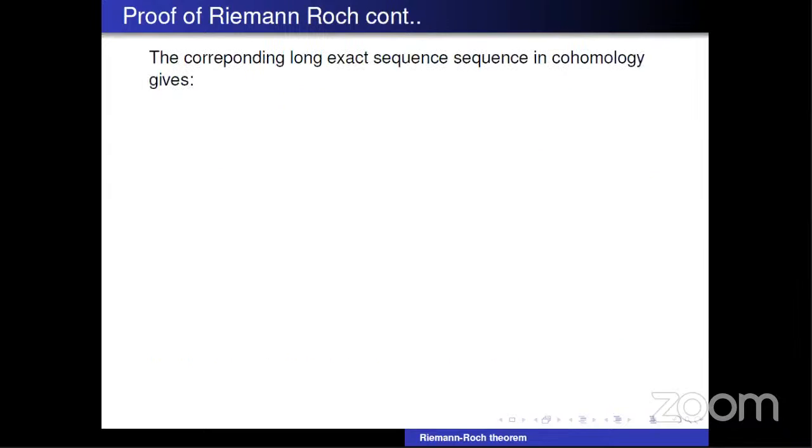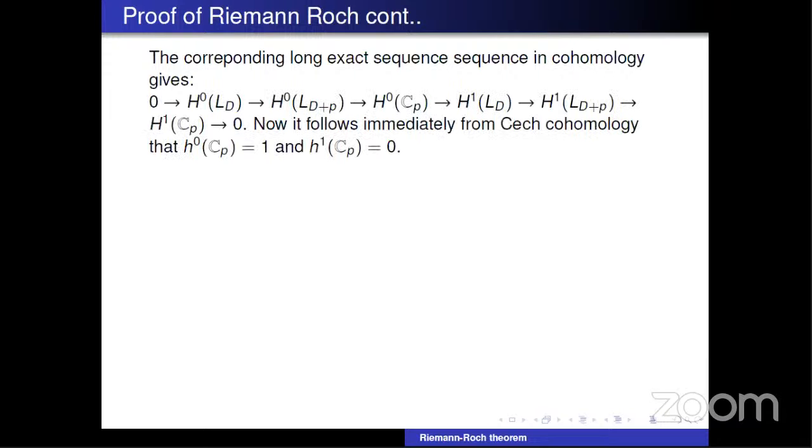Now the corresponding long exact sequence in cohomology gives 0 to h^0 of L_D. I'm suppressing the X. It should be X comma L_D, but it's just annoying to put X everywhere. X is understood. So 0 to h^0 of L_D to h^0 of L_{D+P} to h^0 of the skyscraper sheaf to h^1 of L_D to h^1 of L_{D+P} to h^1 of the skyscraper to 0. It actually makes sense to define the second cohomology group. So the last term will actually be the second cohomology group of L_D, but that's always 0. For any line bundle, the second cohomology is 0. So you get the 6-term long exact sequence.